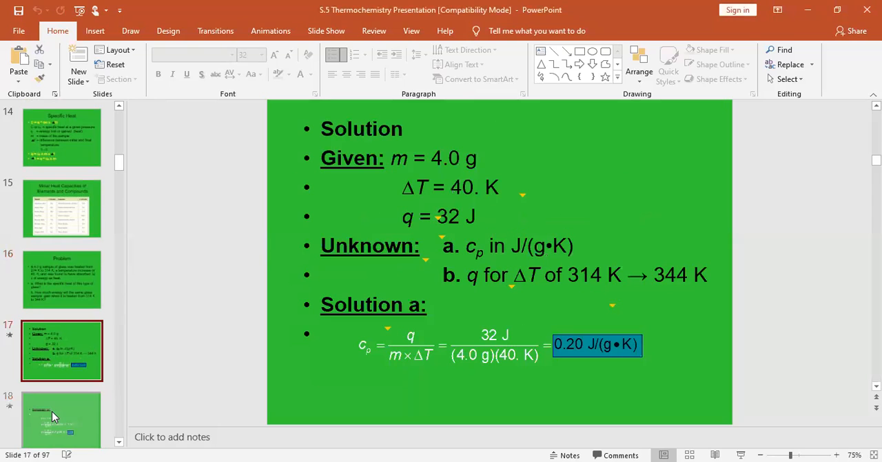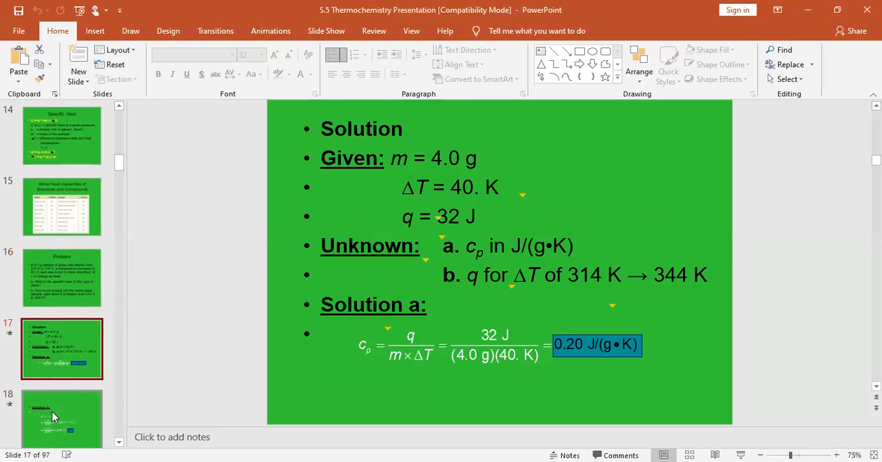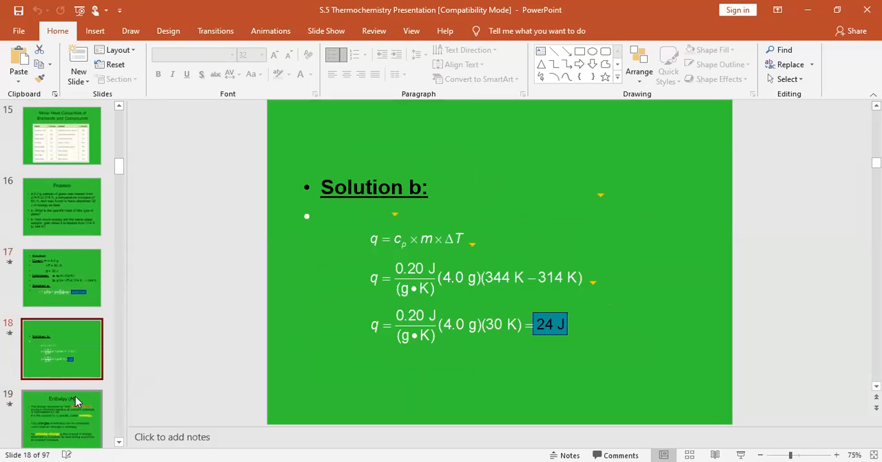Now look at my calculation. Teacher, I've got 410 kilojoules per mole per liter. You've got 410? Is it true?